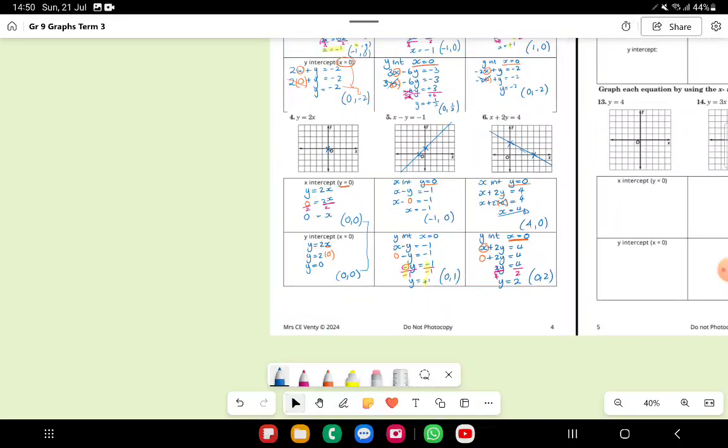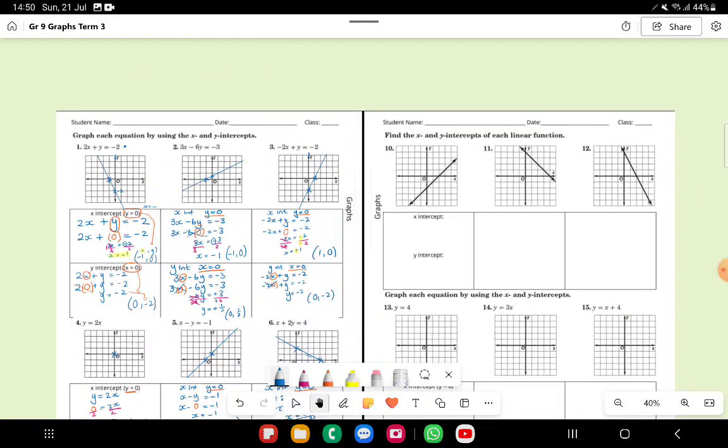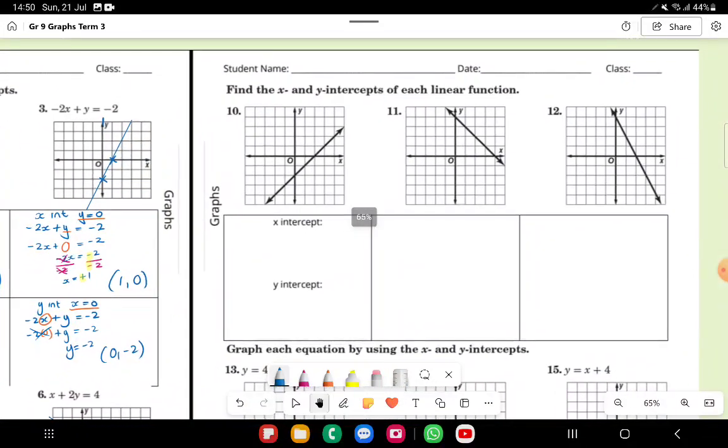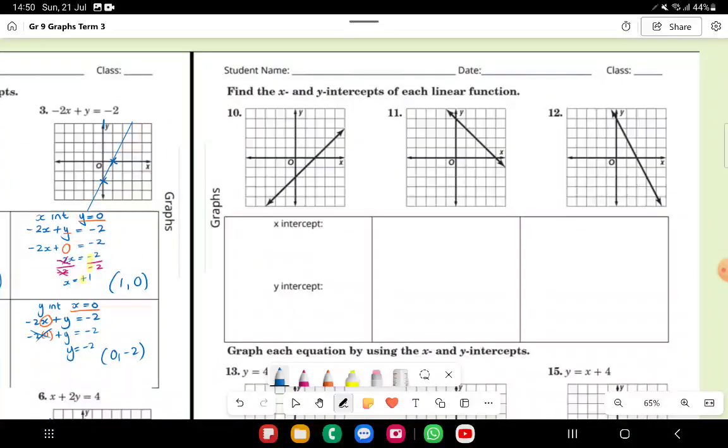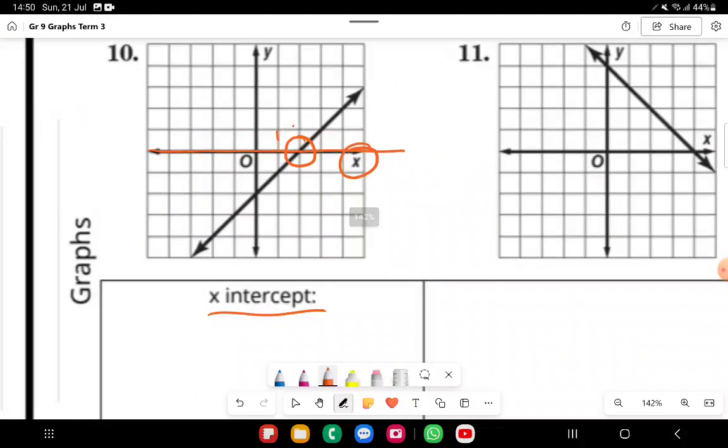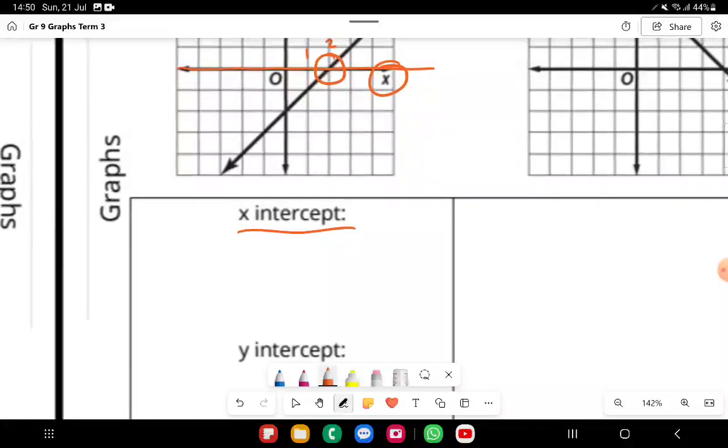So that is page 4. Let's quickly do page 5. Again, this one is different because they're giving me a graph and they're asking me what are the intercepts. If I do my x-intercept in orange, I'm going to go to my x line, and I look where it cuts. According to this, it cuts at 2. So my x-intercept, x equals 2, coordinates 2, 0.